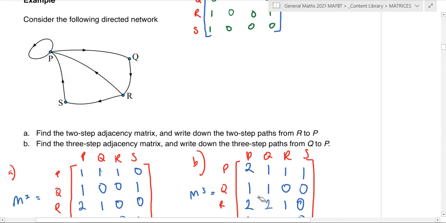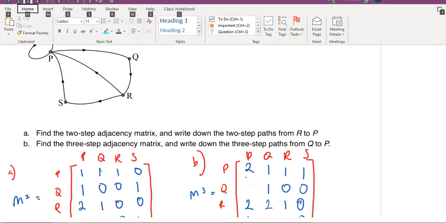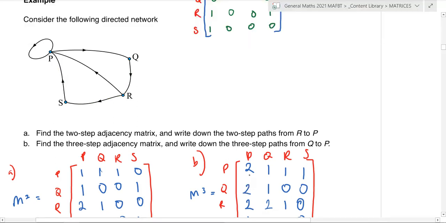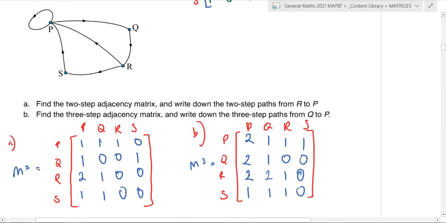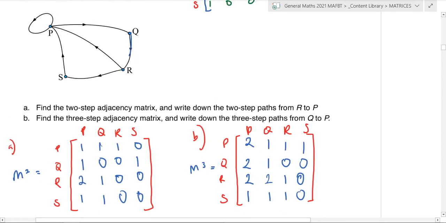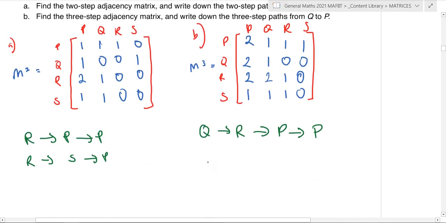Okay, so I'll fix that up. Okay, so let's fix that. The other path from Q to P is Q, R, S, P. All right, that's a 3-step. So let's put that in here. Q, R. I'm sure some of you would have caught this. So that's good.